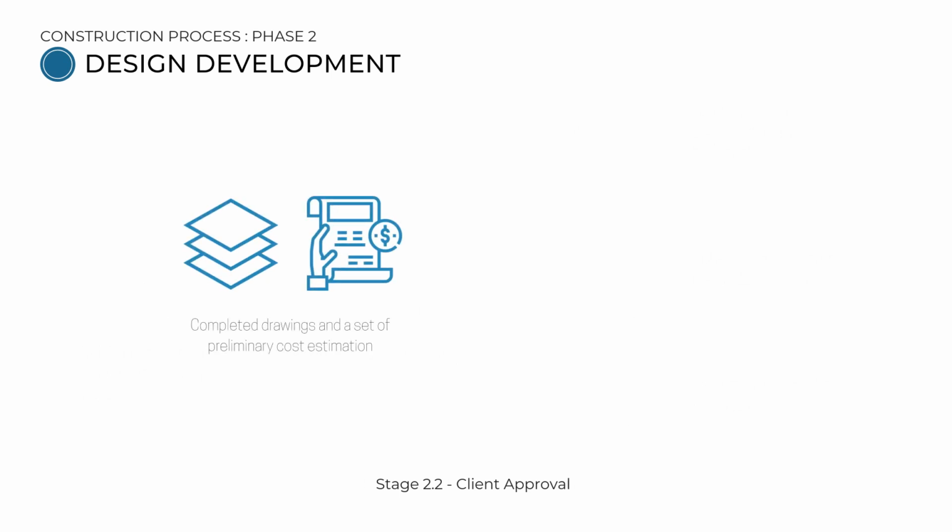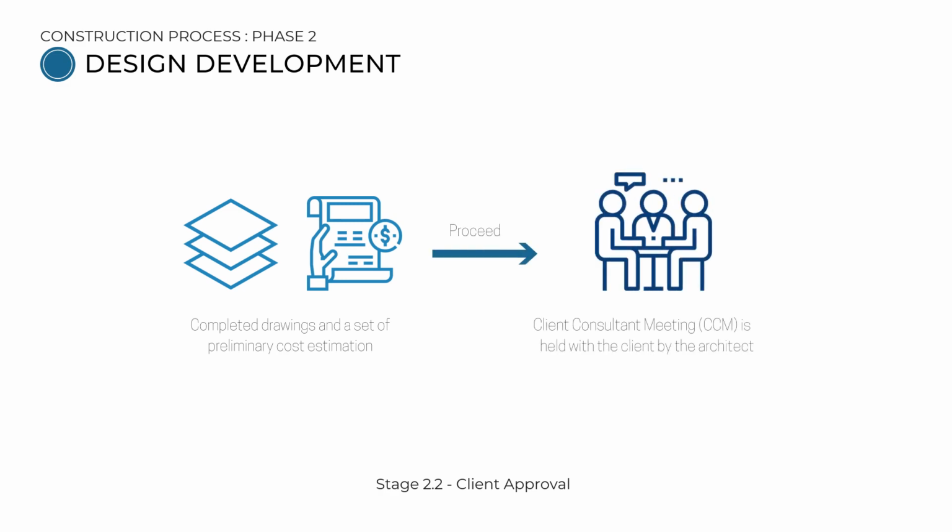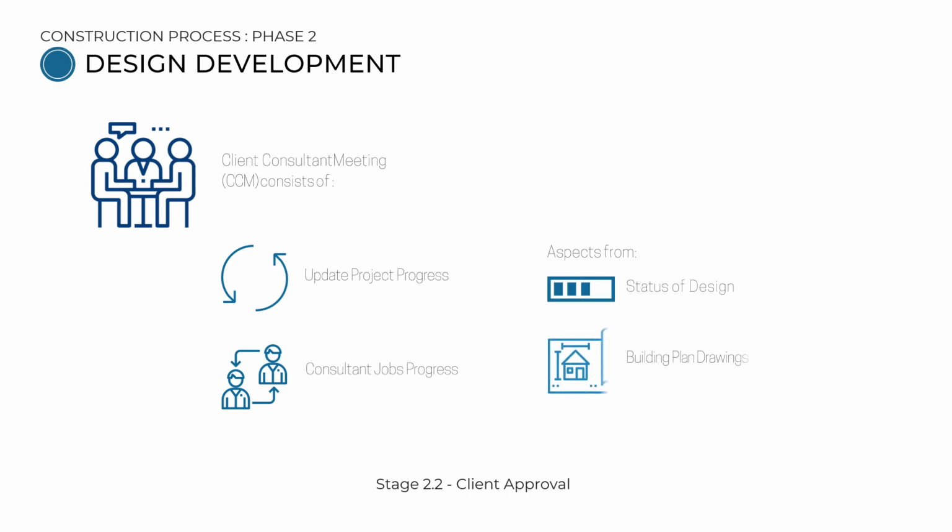In stage 2.2, client approval is needed. With the completed drawings and a set of preliminary cost estimation, a client consultant meeting is held with the client by the architect. The client consultant meeting consists of updating project progress and the progress of the other consultants' job. Aspects such as the status of design and building plan drawings are also discussed. Amendments and cost adjustments are made until an agreement is made between the client and the architect.